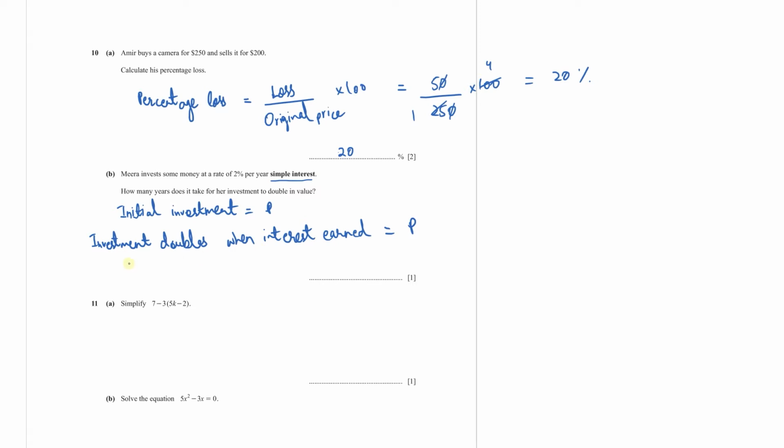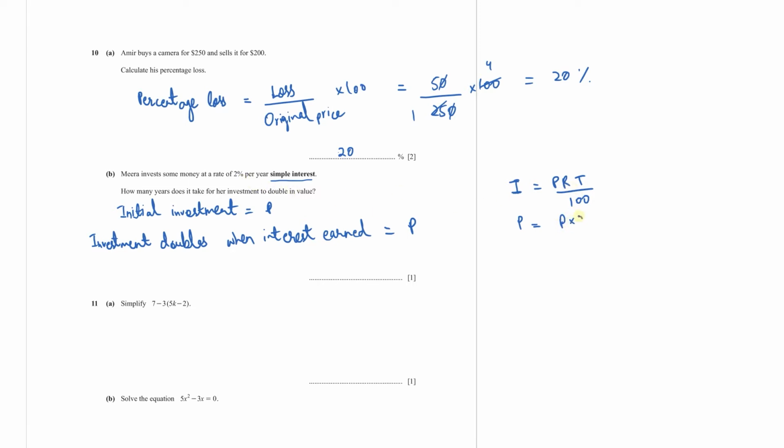So you know that interest is given by PRT over 100, right? So how much interest are we looking to gain? We are looking to gain P interest on the initial investment P as well. So interest gained is P on initial investment P. What is the rate?